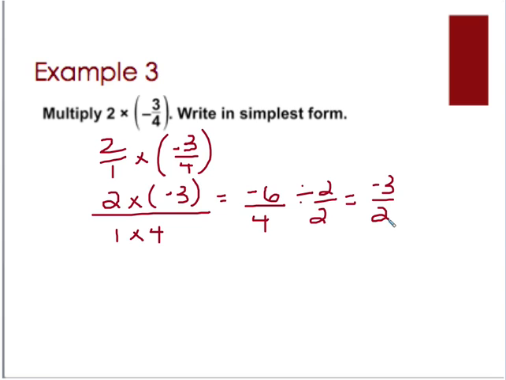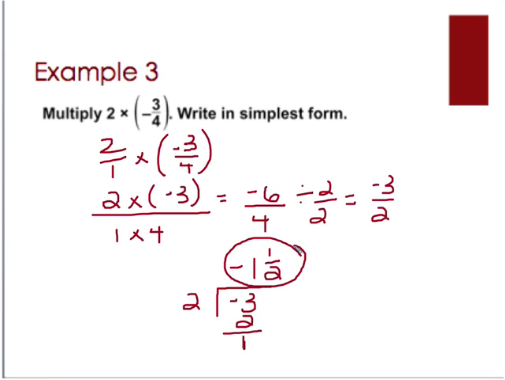Now, in order to change this to a mixed number, I put my -3 on the inside and my 2 on the outside. 2 goes into -3 -1 time. That's 2 with 1 left over. I write my remainder on the top and my 2 on the bottom. And there's my final answer.